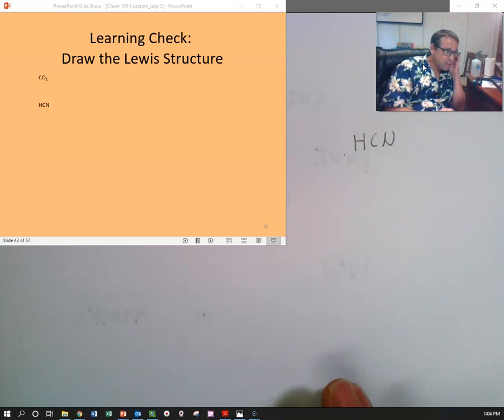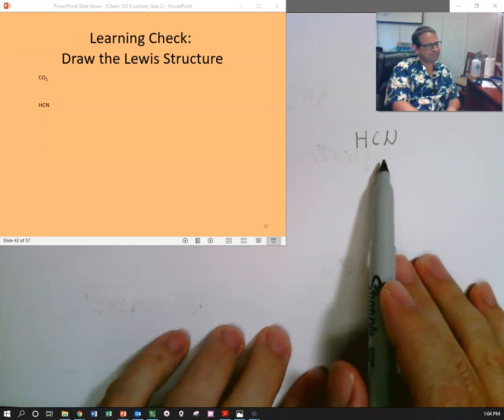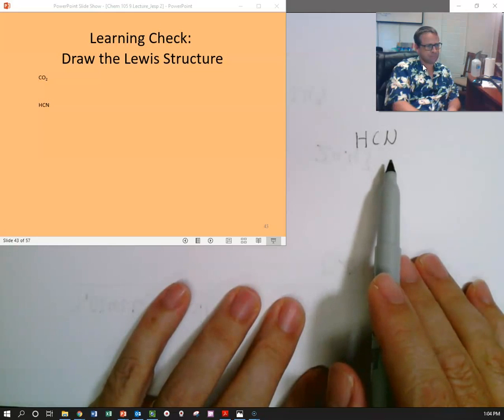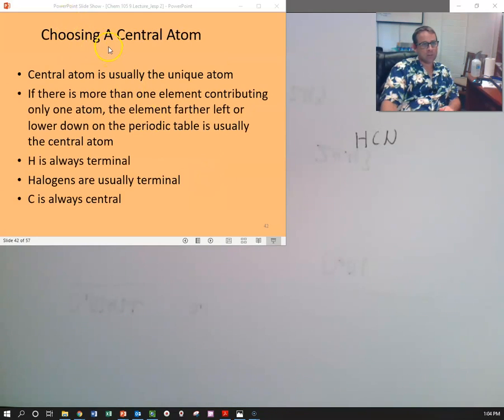Oh, looks like we lost Emily. Harry, how do we know which one to choose as the central atom? So certain atoms have certain tendencies, and in this case, carbon is usually the central atom. Okay, very good. Let's go back a slide here.